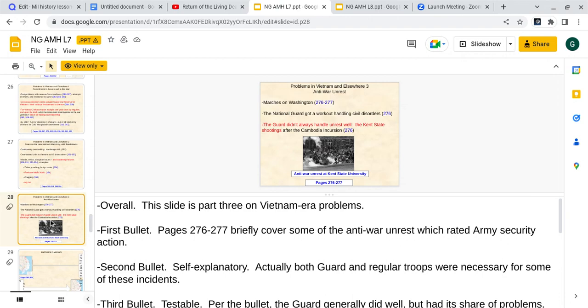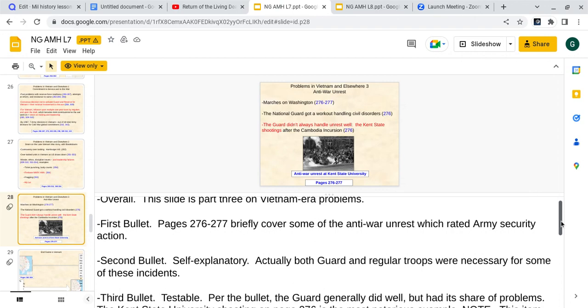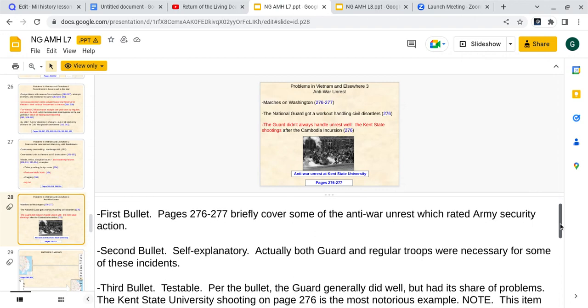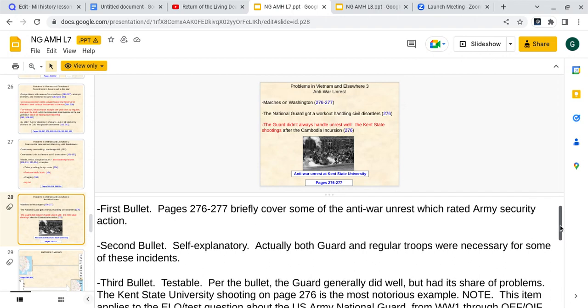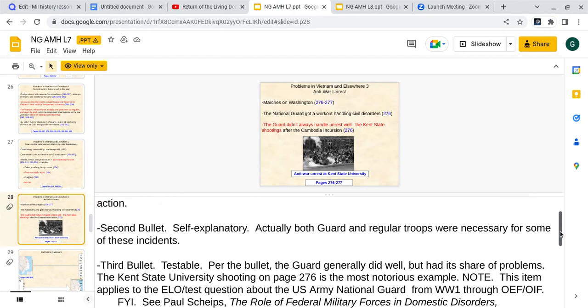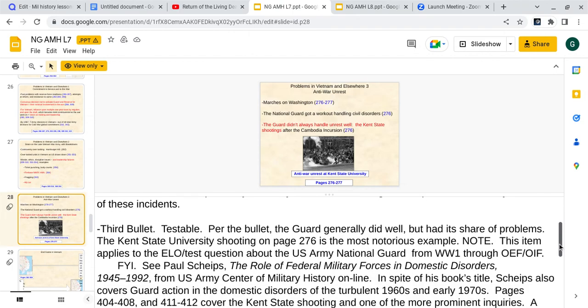At Kent State University, whenever there was a lot of unrest, the Guard opened fire and killed some civilians when they were trying to get things under control, and that's in it. So the Kent State shooting is an example of how the Guard didn't always handle things very well during this time period.